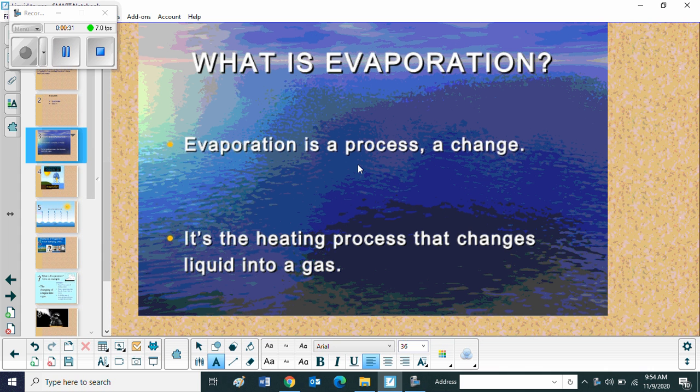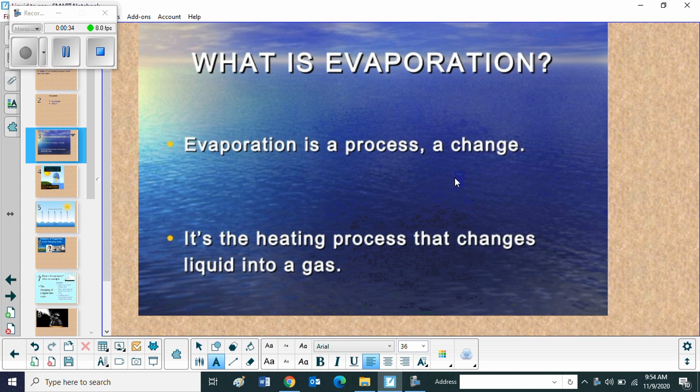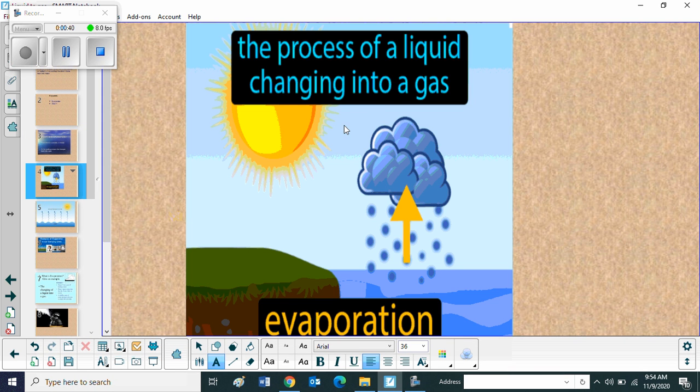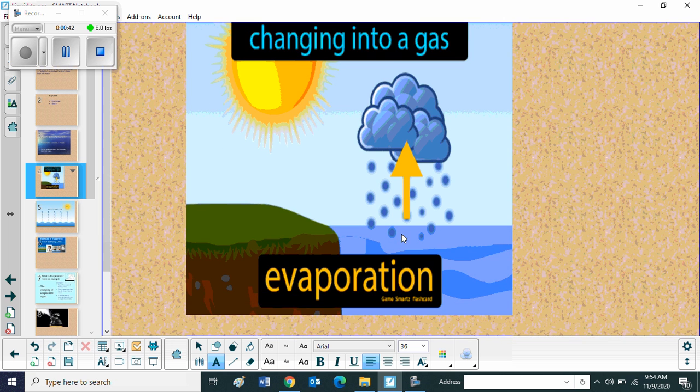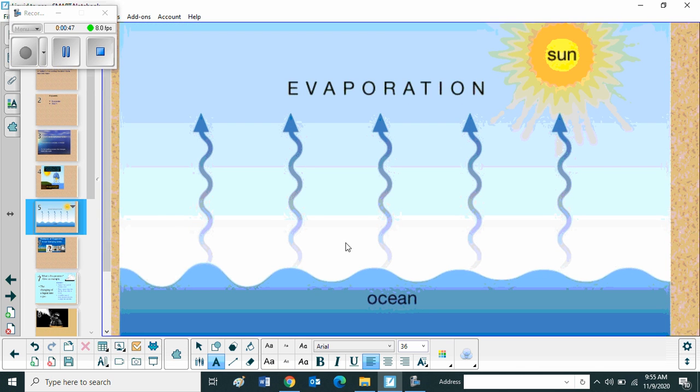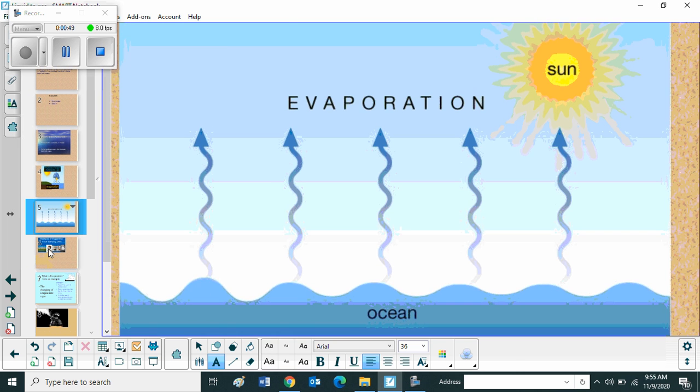Yes, evaporation is a process, a change. It is a heating process that changes liquid into a gas. The process of a liquid changing into a gas, we call it evaporation. This is a slide of evaporation taking place in the ocean.